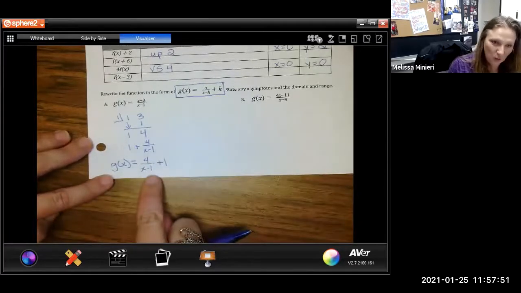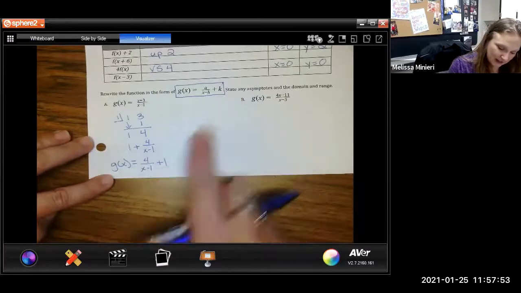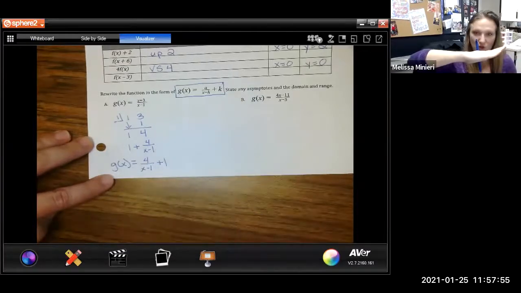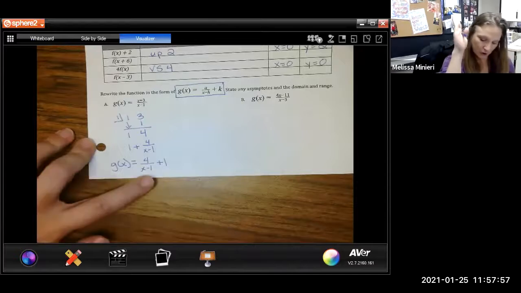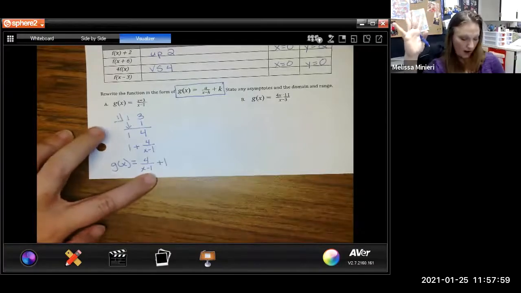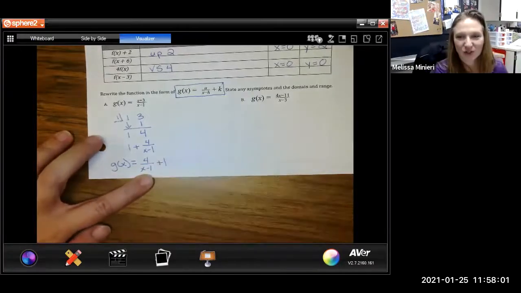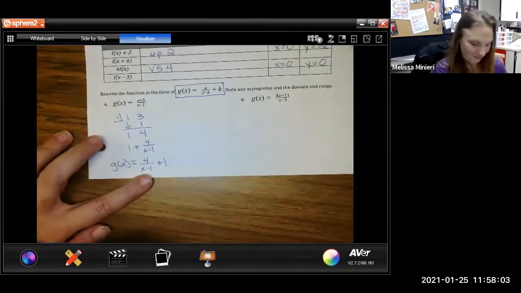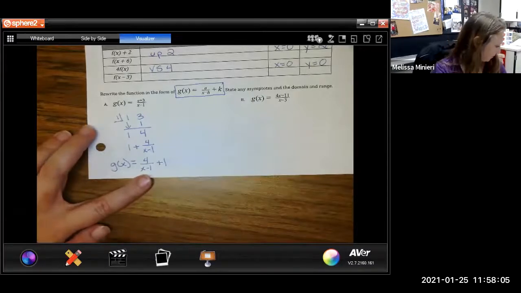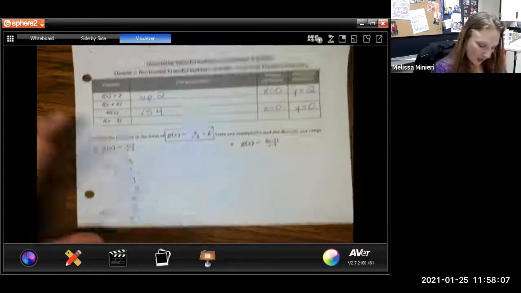Now look, it is an equation that is in this format. I can see that I have a horizontal asymptote at 1, a vertical asymptote to the right 1, and it is vertically stretched by 4. Isn't that kind of cool to see how it connects? I think it's kind of fun.